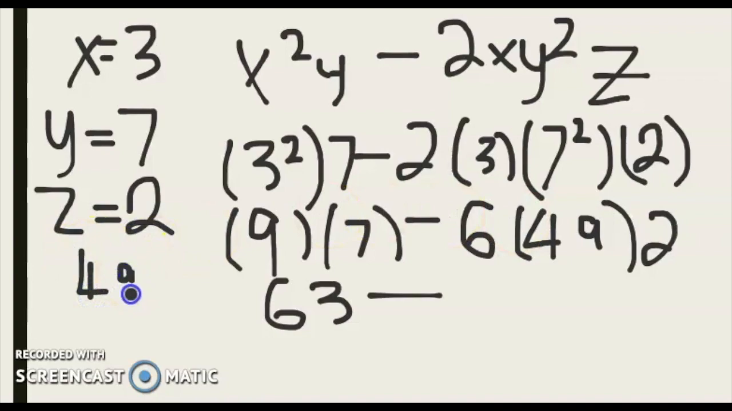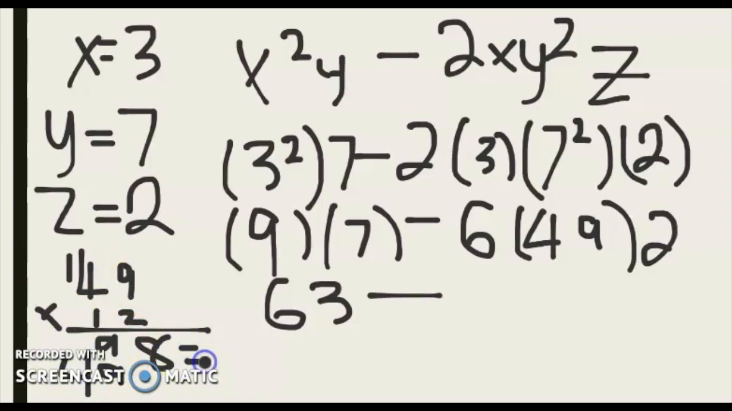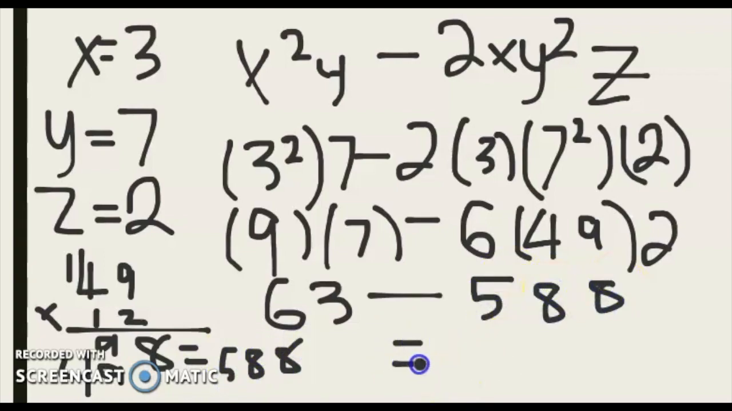So 49 times 12. Let's do the long multiplication. Carry the 1. 9, 1 times 9, 1 times 4, which gives you 588. So 63 minus 588 gives you negative 525. So this is the answer to the expression.